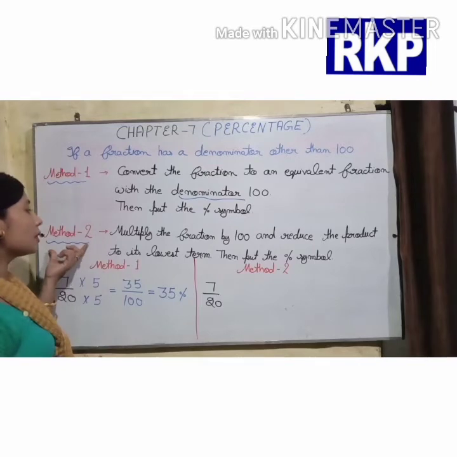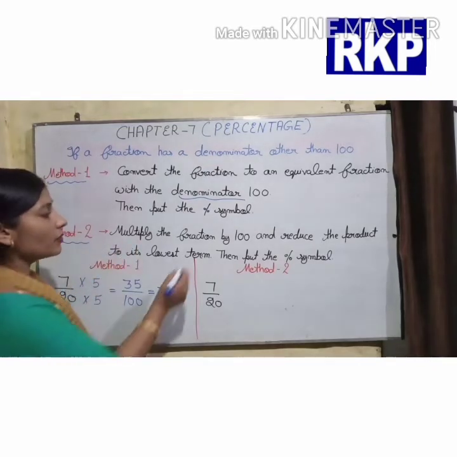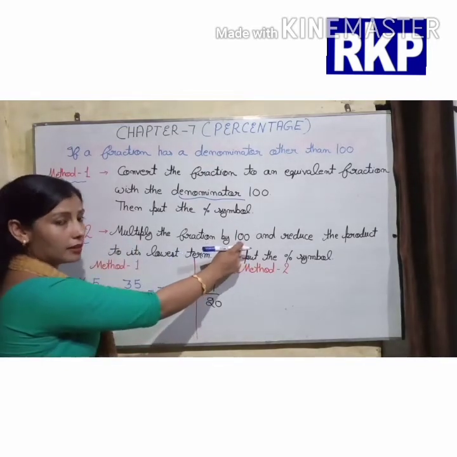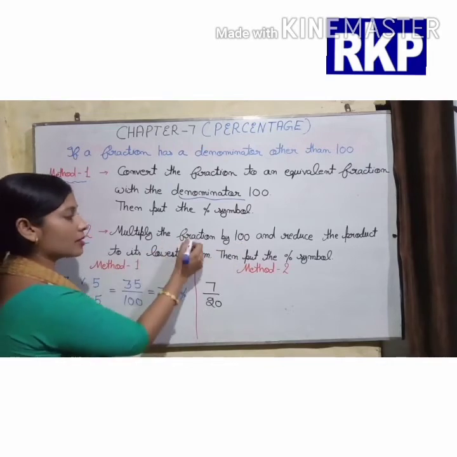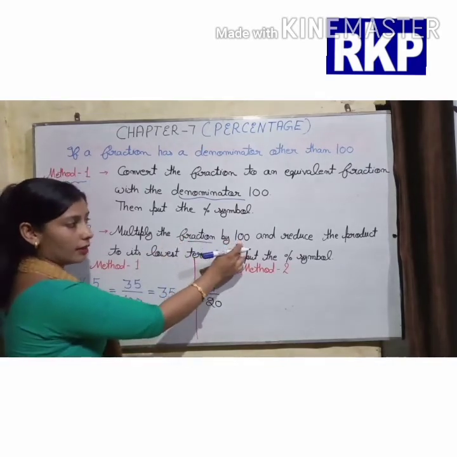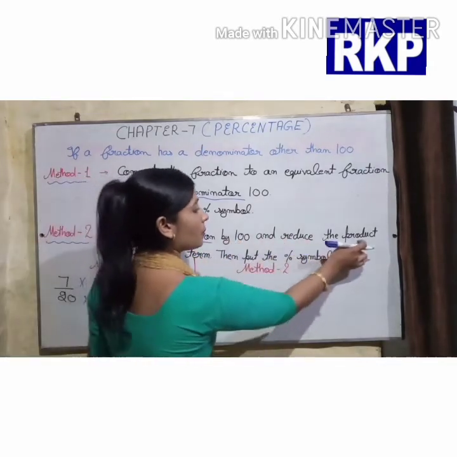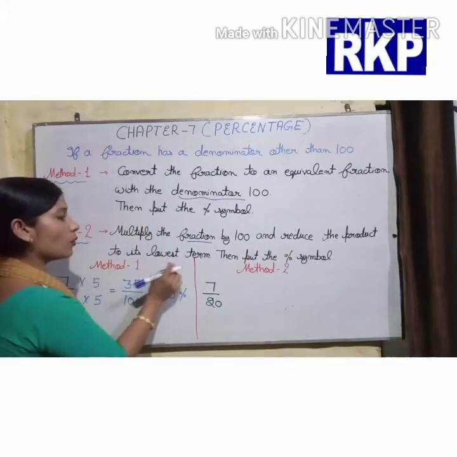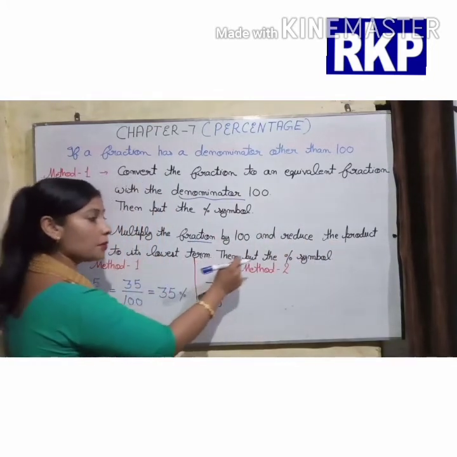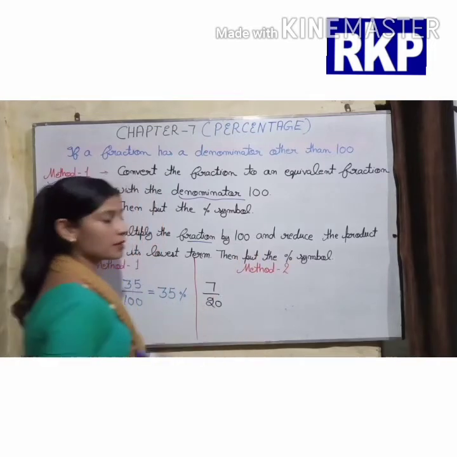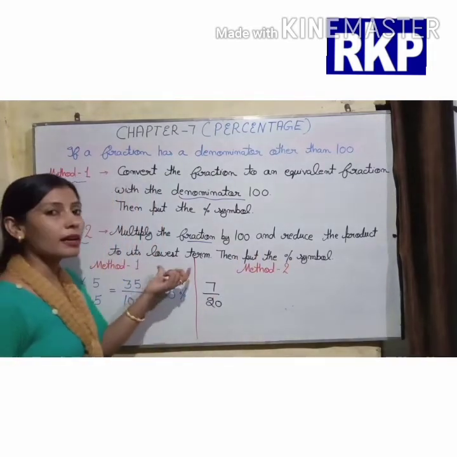What is the second method? Multiply the fraction by 100 and reduce the product to its lowest term. Then put the symbol of percentage. What do we have to do in this, beta?